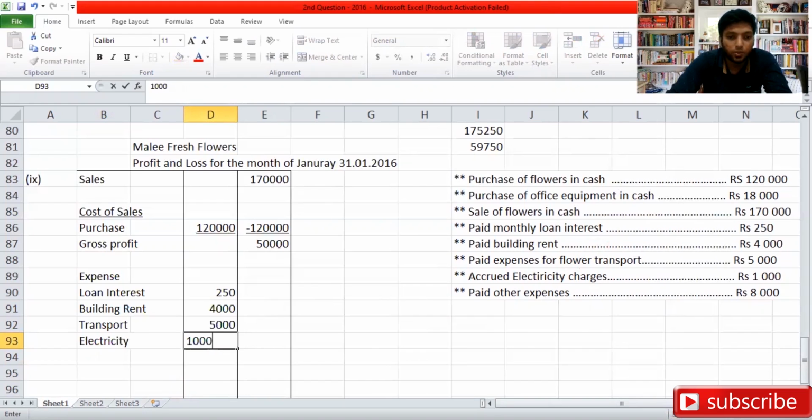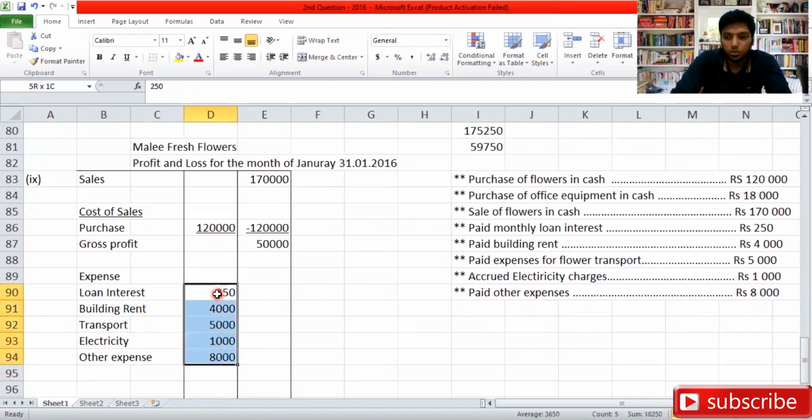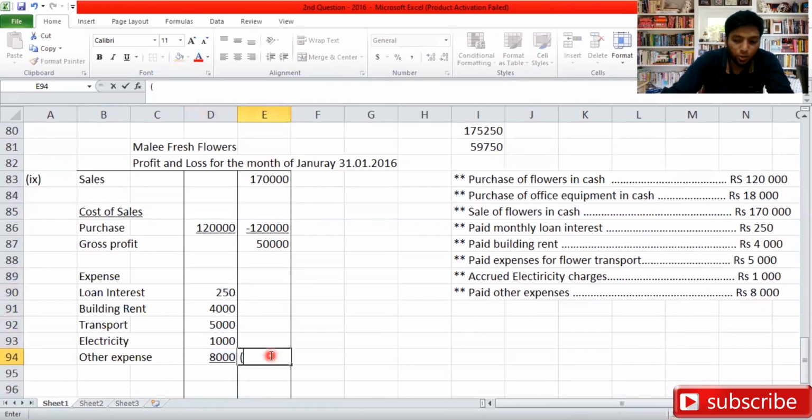Then we have other expenses. Other expense is 8,000. Now I need to take the total of this. I record everything properly: 250, 4,000, 5,000, 1,000, 8,000. So I need to know the total of this. When I calculate, you can see here the answer is 18,250. It's my actual. You need to add it and subtract when it comes to your exams. You can't do it like me because you are not doing the exams on Excel.